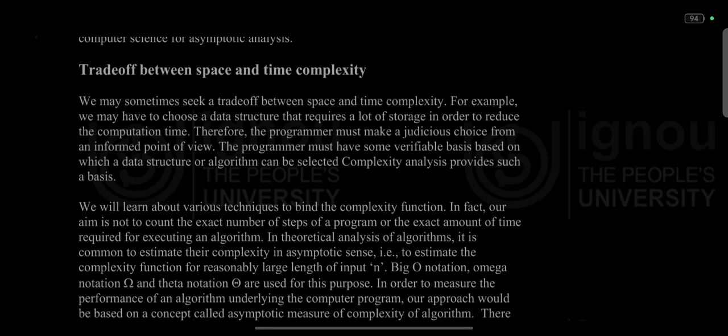Trade-off between space and time complexity. We may sometimes seek a trade-off between space and time complexity. For example, we may have to choose a data structure that requires a lot of storage in order to reduce the computation time. Therefore, the programmer must make a judicious choice from an informed point of view. The programmer must have some verifiable basis based on which a data structure or algorithm can be selected. Complexity analysis provides such a basis.